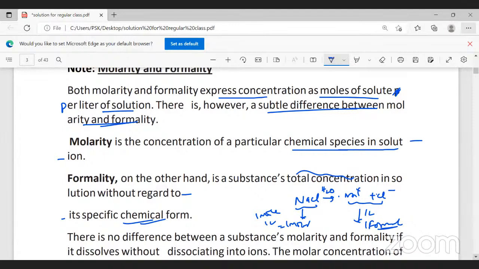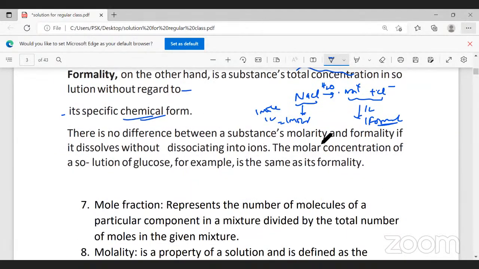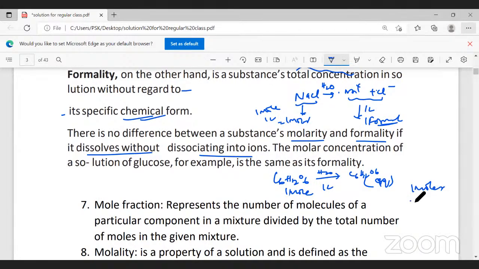Did you follow the difference? Formality, if you don't remember it, that's fine. There is no difference between a substance's molarity and formality if it dissolves without dissociating. But when it dissociates, it differs. For example, if you take glucose, C6H12O6, and dissolve it in water, you get an aqueous solution of glucose. The glucose molecule will not dissociate. Therefore, 1 mole of glucose in 1 liter of water becomes a 1 molar solution, and also a 1 formal solution because there is no dissociation.